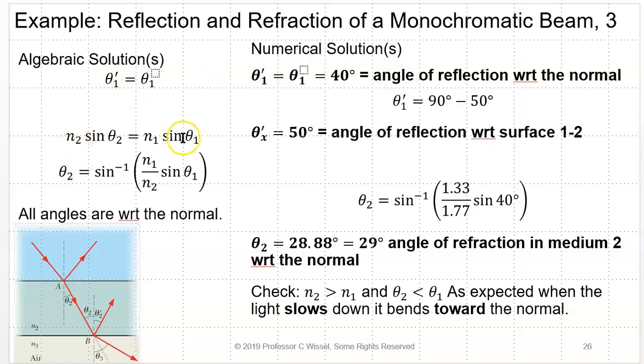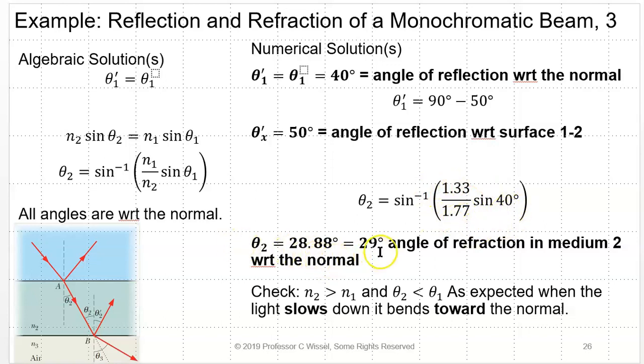The second one is Snell's law. We need to be very careful to use the correct angle here. And we're going to solve it for theta 2. Theta 2 will be the inverse sine of N1 over N2 times sine theta 1. So theta 2 will be the inverse sine of N1, which is 1.33, divided by 1.77, that's N2, times the sine of 40 degrees, not 50.